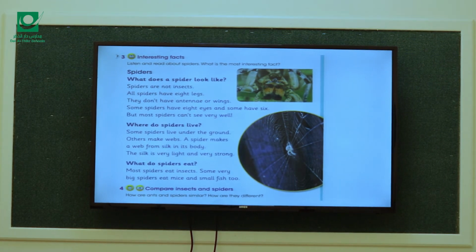What do spiders eat? Most spiders eat insects. Some very big spiders eat mice and small fish too.